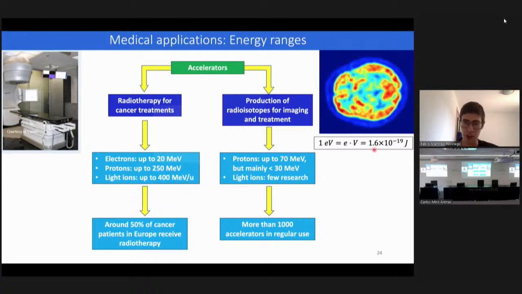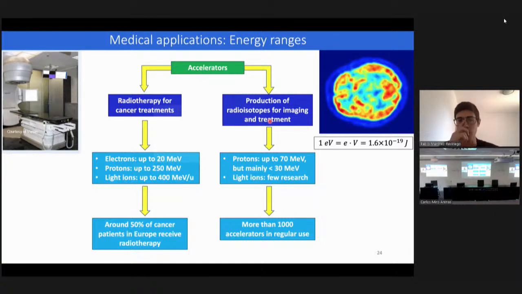Here is just a reminder of what an electron volt is. It is the charge of the electron multiplied by a volt, and then this amount in joules can seem very short, but for these light particles, it's quite high energy. And around 50% of cancer patients in Europe receive radiotherapy. So this is a very common application of particle accelerators in medicine.